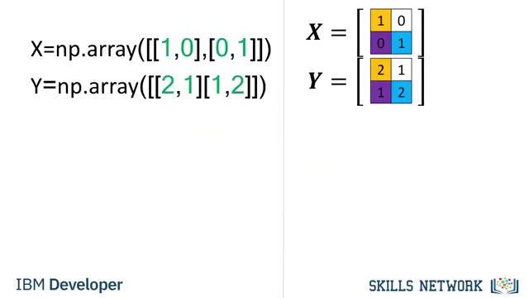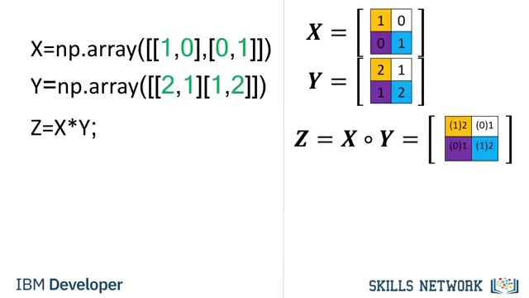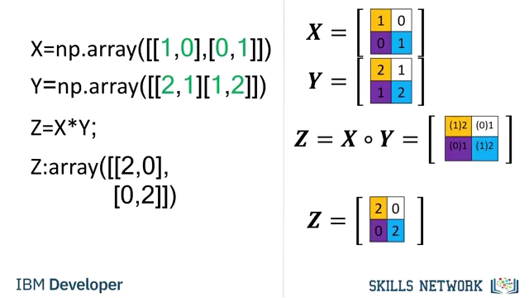Consider the arrays X and Y. We can find the product of 2 arrays X and Y in one line and assign it to the variable z as follows. The result is identical to the Hadamard product. We can also perform matrix multiplication with NumPy arrays. Matrix multiplication is a little more complex, but let's provide a basic overview.